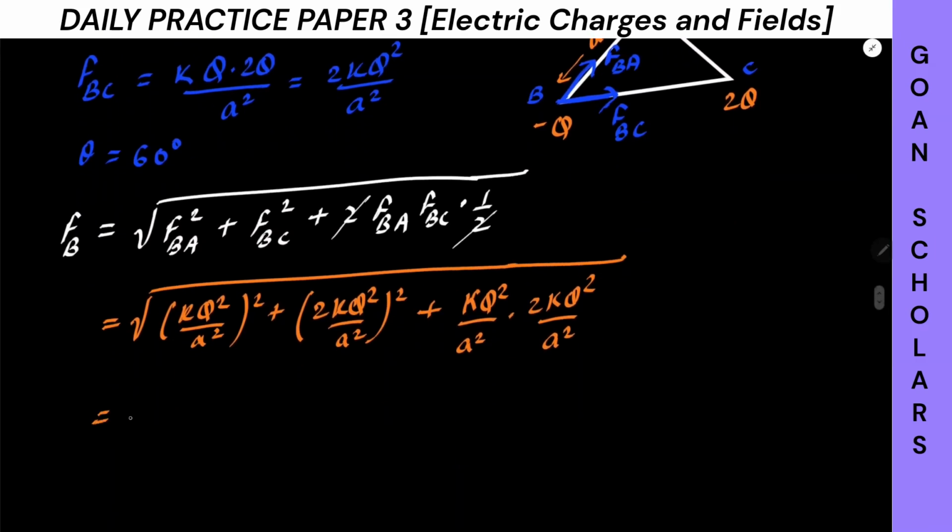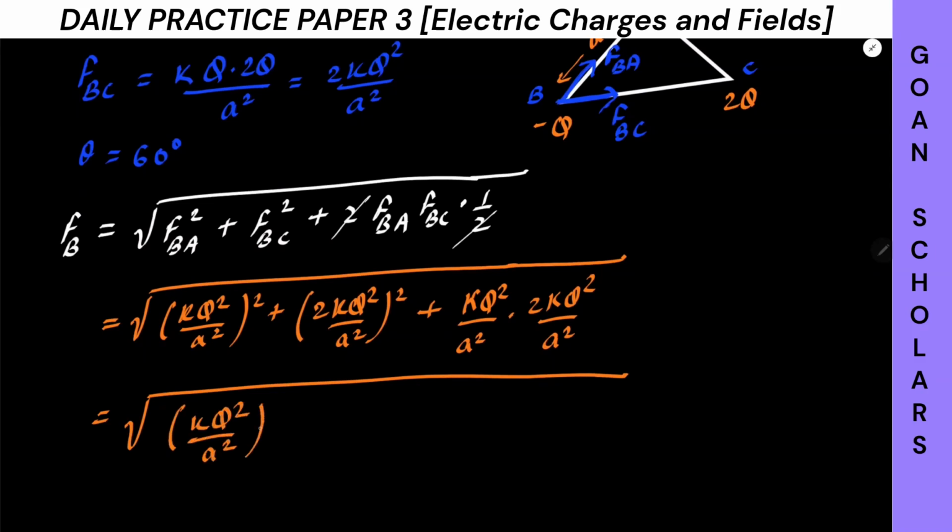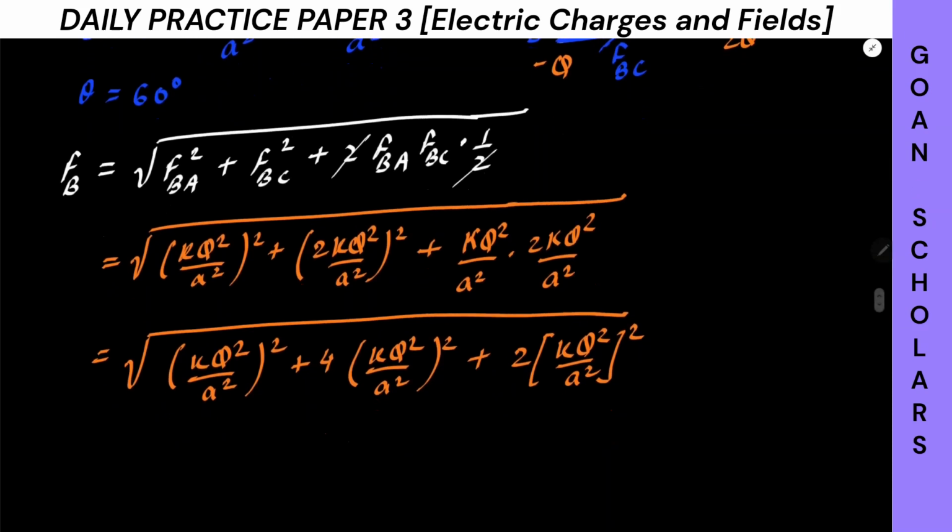Next is root under, okay, let's simplify further, (KQ square by A square) whole square. When you take this 2 out, it will become 4 (KQ square by A square) whole square. And that will become 2 times, multiplying them together, (KQ square by A square) whole square. Again, take the KQ square by A square as an apple. 1 apple, 4 apples and 2 apples. So 4 plus 2, 6 and 1, 7. Root under 7 apples, (KQ square by A square) whole square.